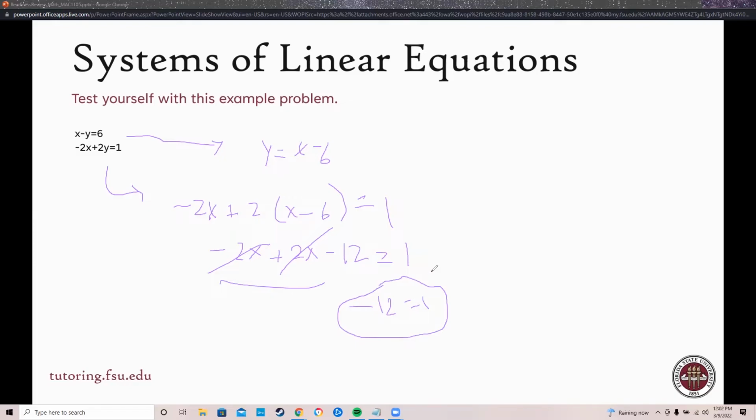And you're looking at it, and you're like, well, what did we do wrong? Well, we didn't do anything wrong. We actually did everything correctly. This just proves to us that there actually is no solution to the system of linear equations because there's no numbers that can commute between the two.